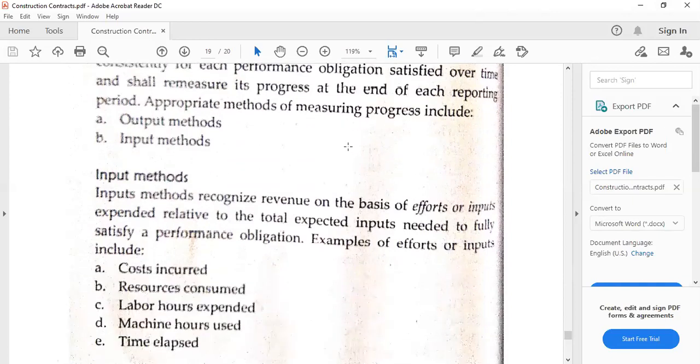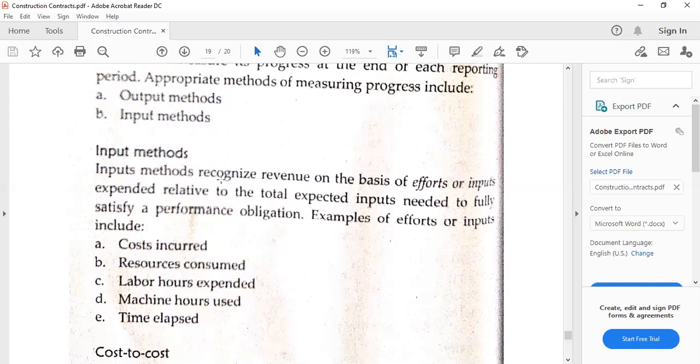And our methods would either be output or input. Output is really first because this is based on the goods that are completed or finished. That's why this is prioritized by IFRSs. But input methods are discussed first. The basis would be whatever we place into the production or construction of certain non-current assets. So it will be based on the efforts or inputs expended relative to the total expected inputs needed.